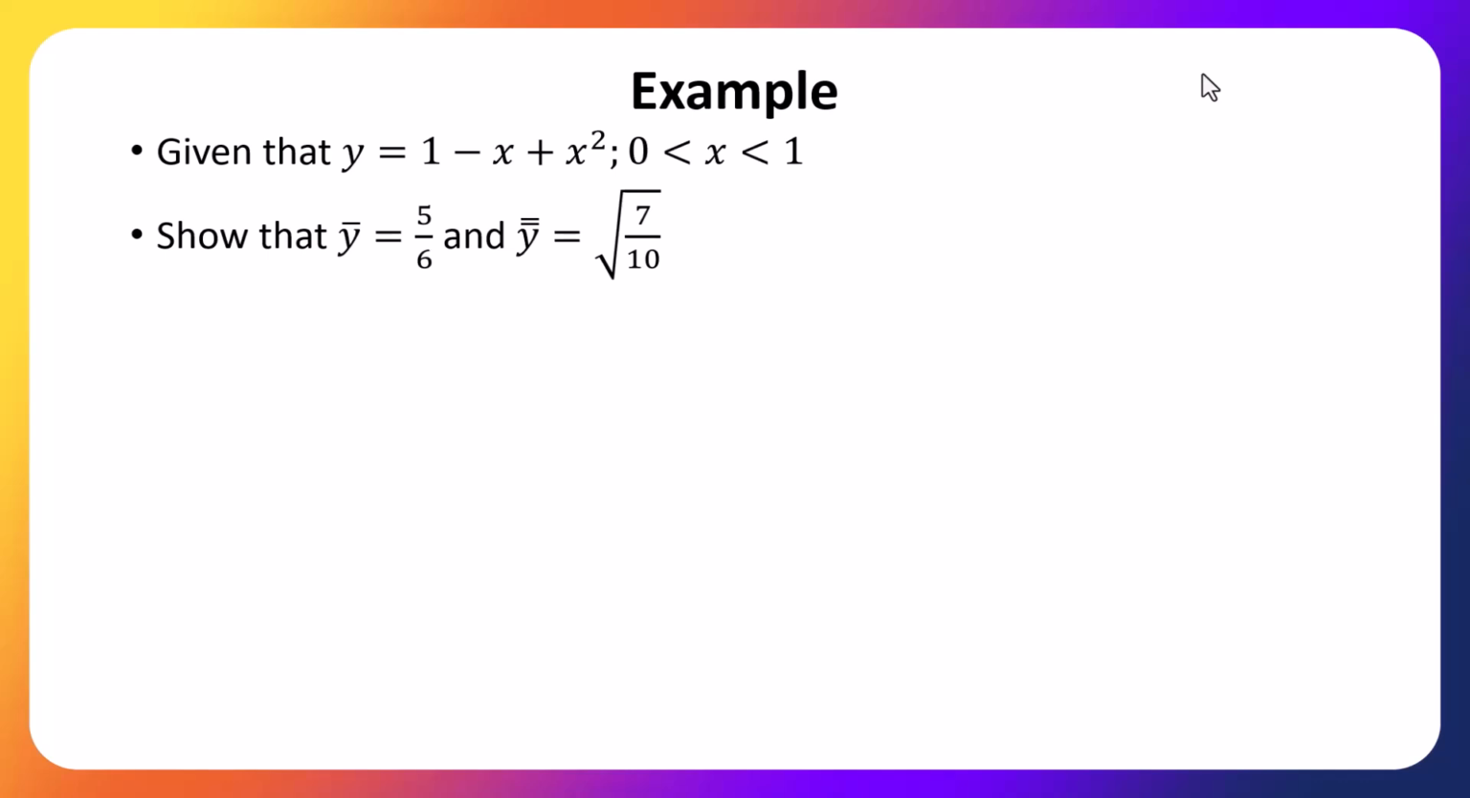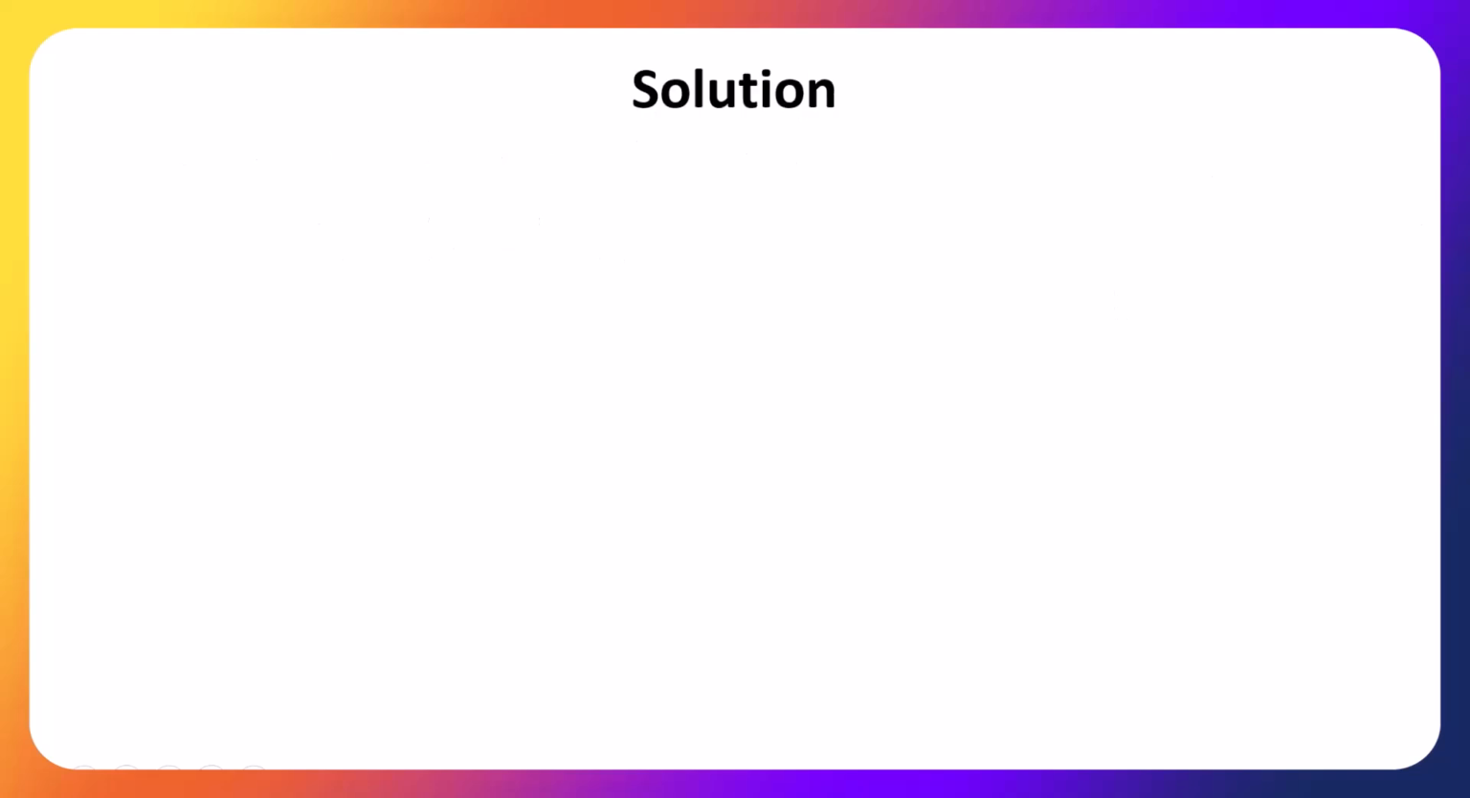Again, another example: given that y equals 1 minus x plus x squared in the interval 0 less than x less than 1, show that y bar equals 5 over 6 and y double bar equals the square root of 7 over 10. Solution.